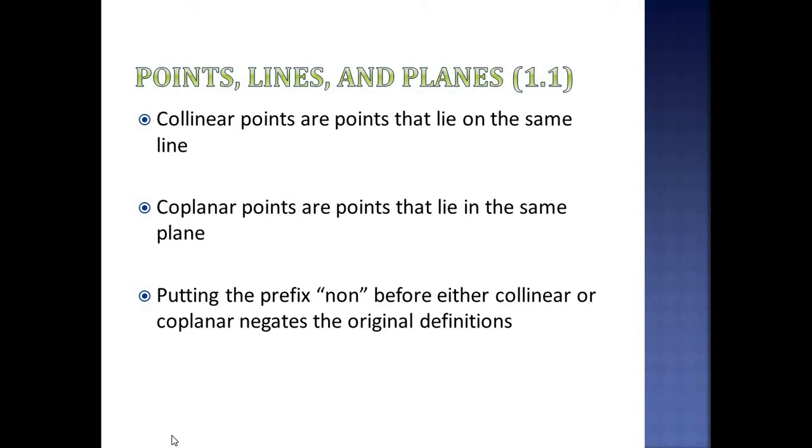Talking more about points, lines, and planes, collinear points are points that lie on the same line. Coplanar points are points that lie on the same plane. And if you put the prefix non before either collinear or coplanar, that negates the original definition. So if I said that points were non-collinear, that would mean that they are points that do not lie on the same line. Or non-coplanar points are points that do not lie on the same plane. So know the difference between non-collinear, non-coplanar, and collinear and coplanar.